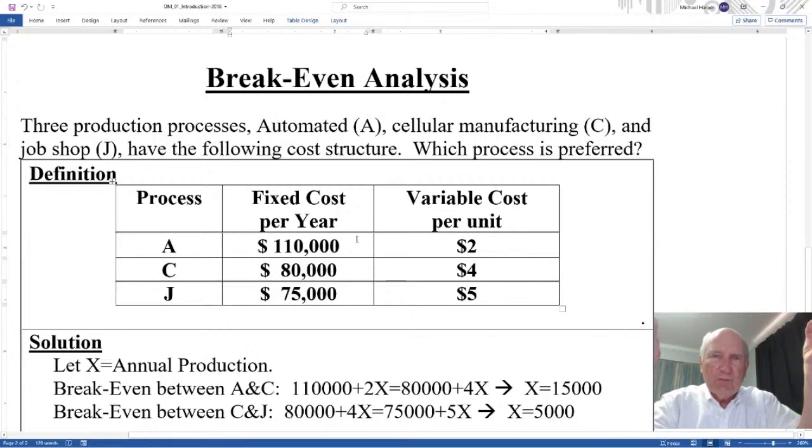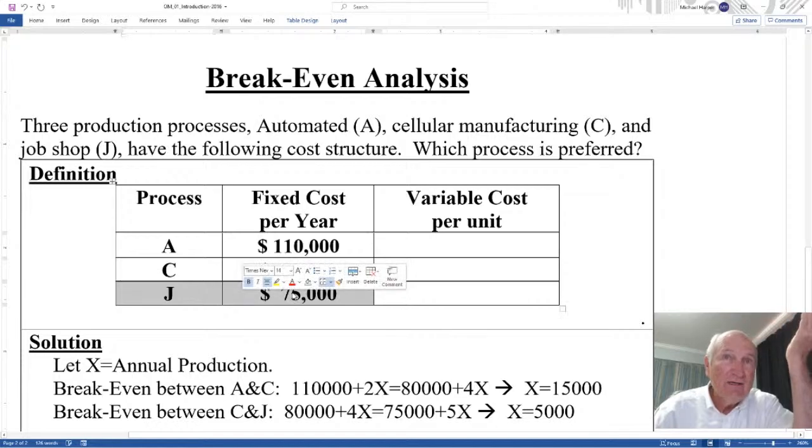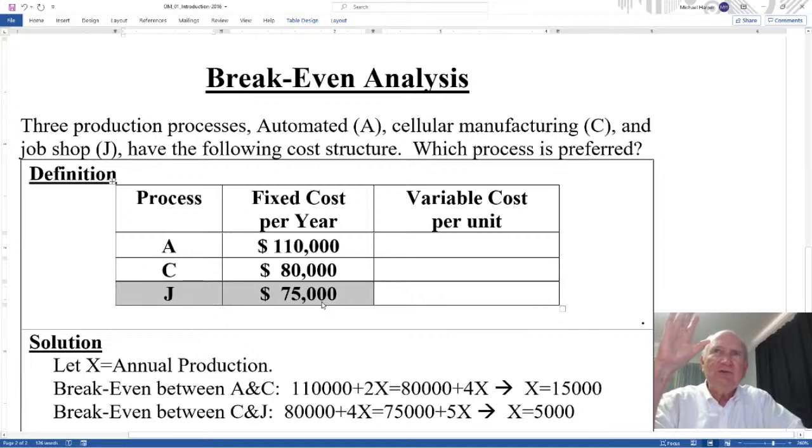The first one is the boundary value approach. Okay, what if I had the production really, really small? What if I produce nothing next year? Which one of these has the lowest cost? Well, obviously J, because 75 is less than 110 and 80. That's easy. So the concept is when the production is really, really low, then J will have a lower cost than A or C. Yeah, that's true. Okay, fine.